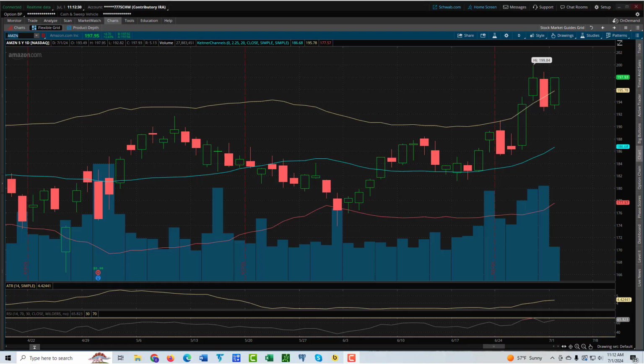In this video, I'm going to explain what a swing low is in the stock market. On my screen here is a stock chart, and this is for Amazon stock. And each of these price bars represents one day of price activity.